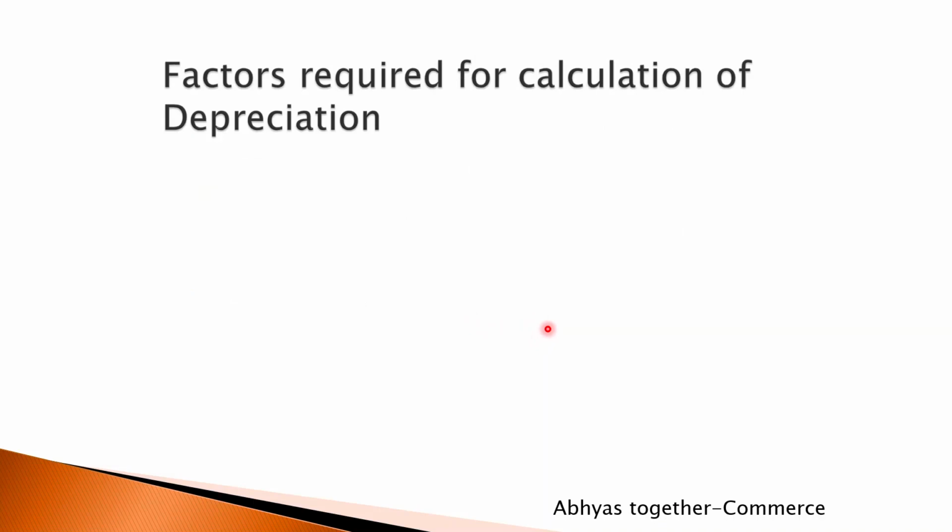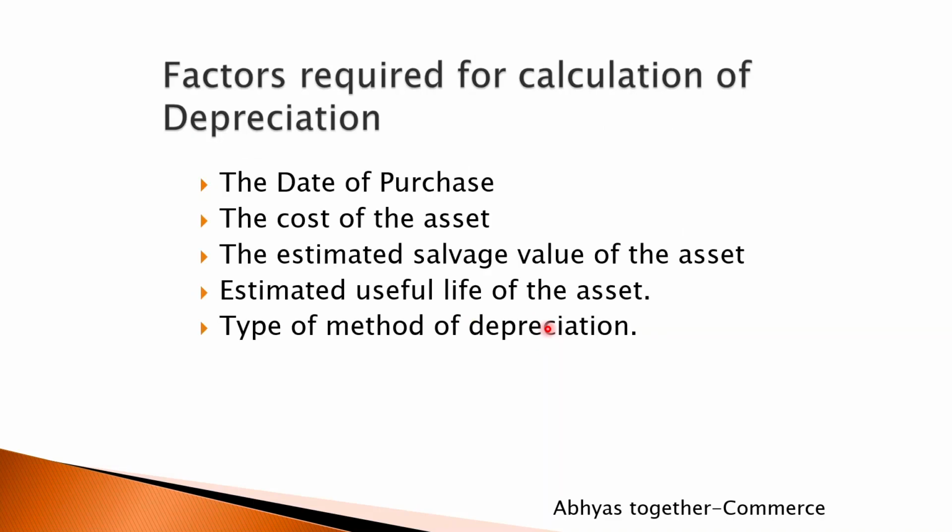Then what are the factors required for calculation of depreciation? The date of purchase: on what date the machinery or the asset is coming into the organization. The cost of the asset: at what value the organization is purchasing the asset. The estimated salvage value of the asset: at the end of the lifetime of the machinery, when it becomes obsolete, whenever the organization wants to sell the machinery, what is the estimated value they get when they sell that asset? Then the estimated useful life of the asset.